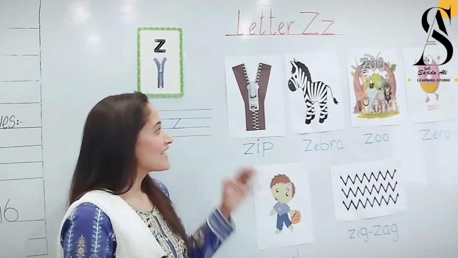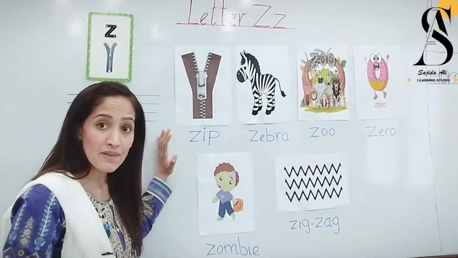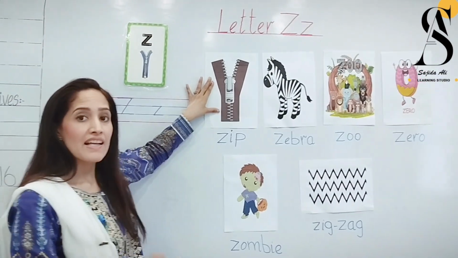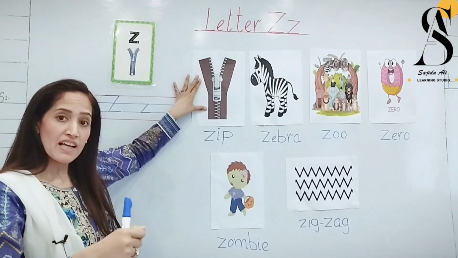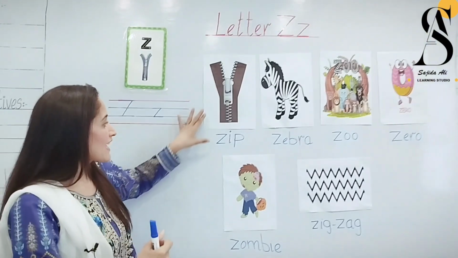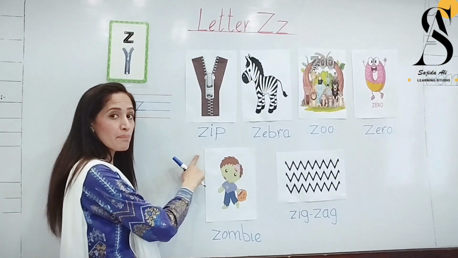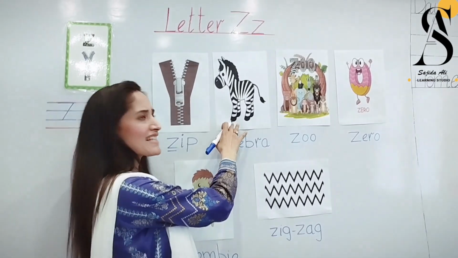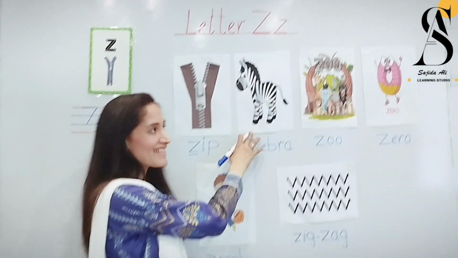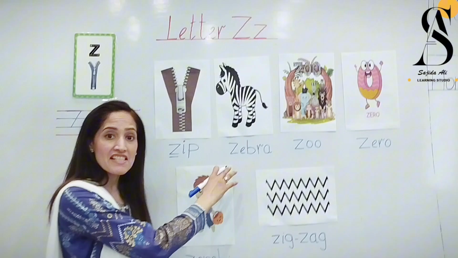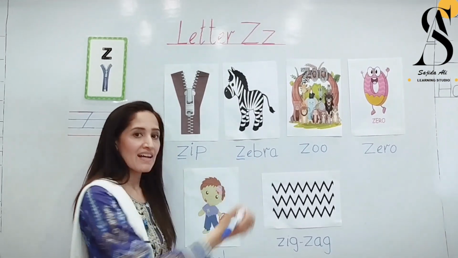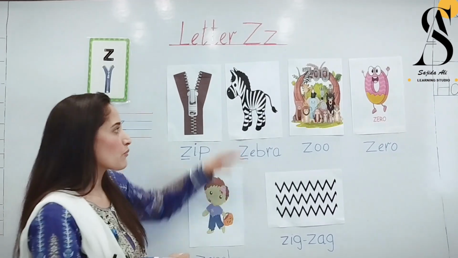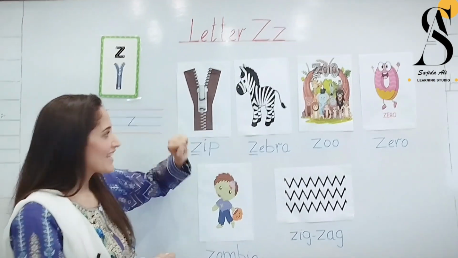So let's learn the things which have Z sound in them. Here you can see it's a zip. Have you ever seen the zip in your dresses? Yes, this is zip. And this is a very cute animal. Yes, this is zebra, zebra. Say it again with me, zebra. And it has black and white strips on its body.